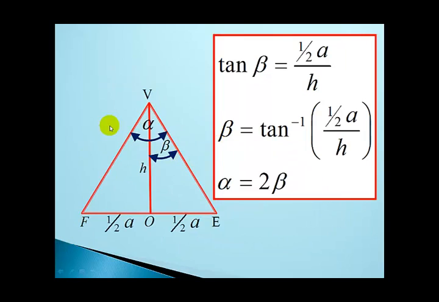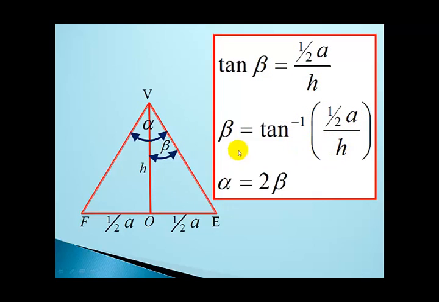Considering the triangle VFE, if you want to calculate the angle beta, we can see that half A is opposite to the angle beta, and H is adjacent. That means we can use the ratio tan beta. So tan beta equals opposite, that is half A, divided by the adjacent, that is H. So beta will be the tan inverse of the right hand side. Beta will be the tan inverse of half A over H.